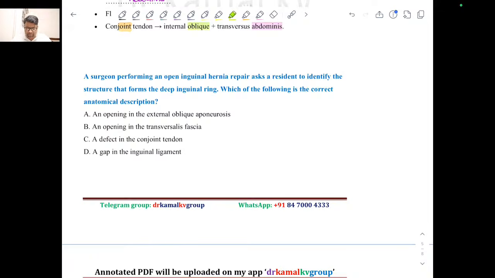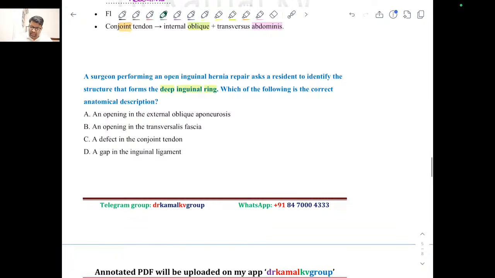A surgeon performing an open inguinal hernia repair asks a resident to identify a structure that forms the deep inguinal ring. Which of the following is the correct anatomical description? So here you have to answer which structure forms the deep inguinal ring.